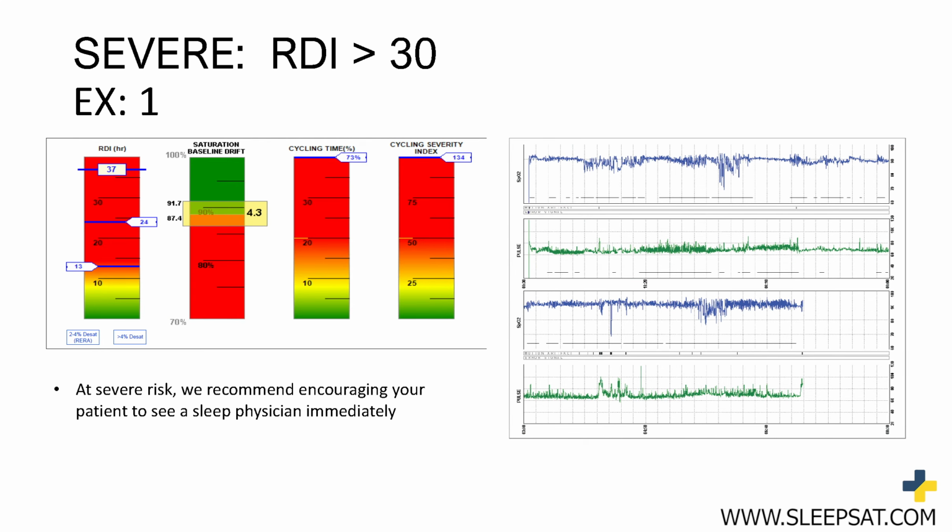The final range of our common RDI guidelines for obstructive sleep apnea is severe at an RDI greater than 30. Our first example has an RDI of 37, and in this range, we recommend encouraging your patient to see a sleep physician immediately.